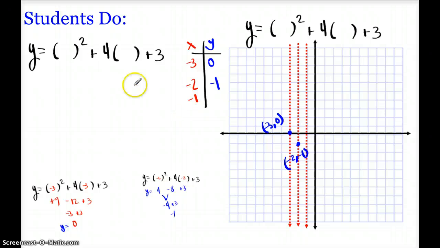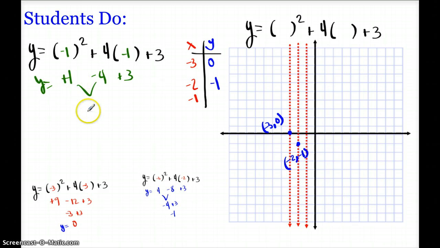So what we get, negative 1, negative 1, negative 1 squared is negative 1. Y equals negative 4 plus 3. Sorry, this should be positive 1. Negative, negative, positive. This is negative 3 and positive 3, which is 0. So negative 1, comma 0. And this goes like that.